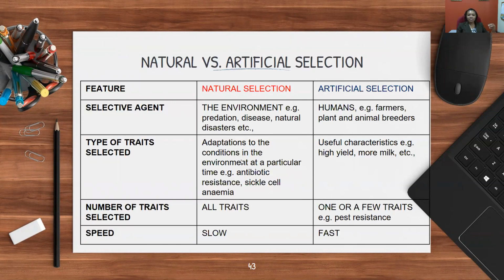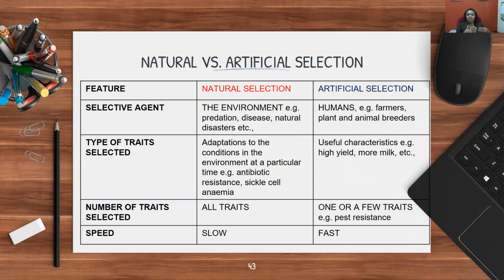So whichever characteristic is favorable at the time is the one that will be selected for, and the one that is not favorable will be selected against. And I have two examples here. Antibiotic resistance, right? You find that bacteria are becoming resistant to antibiotics because the bacteria that are able to survive, are able to not be killed by the antibiotic, are the ones that continue to reproduce. And so we're finding that the bacteria now that exist are resistant. So they're able to survive a dose of antibiotics without being killed.